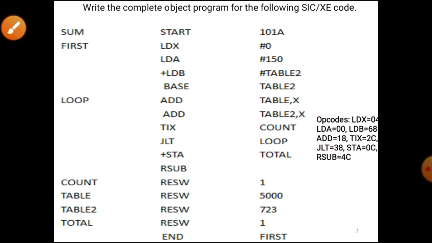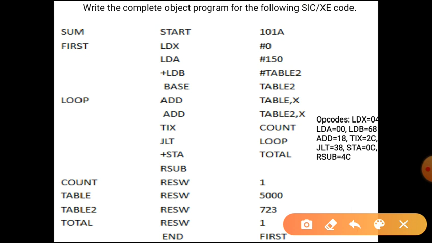Now how to start? Before starting, let me explain the meaning of a few statements. As you know, START is an assembler directive, so there is no machine code, but it gives an instruction. What is indicated by this START? It says that the object code generated by the assembler should be loaded in memory starting at address 101A. So that is what is indicated.